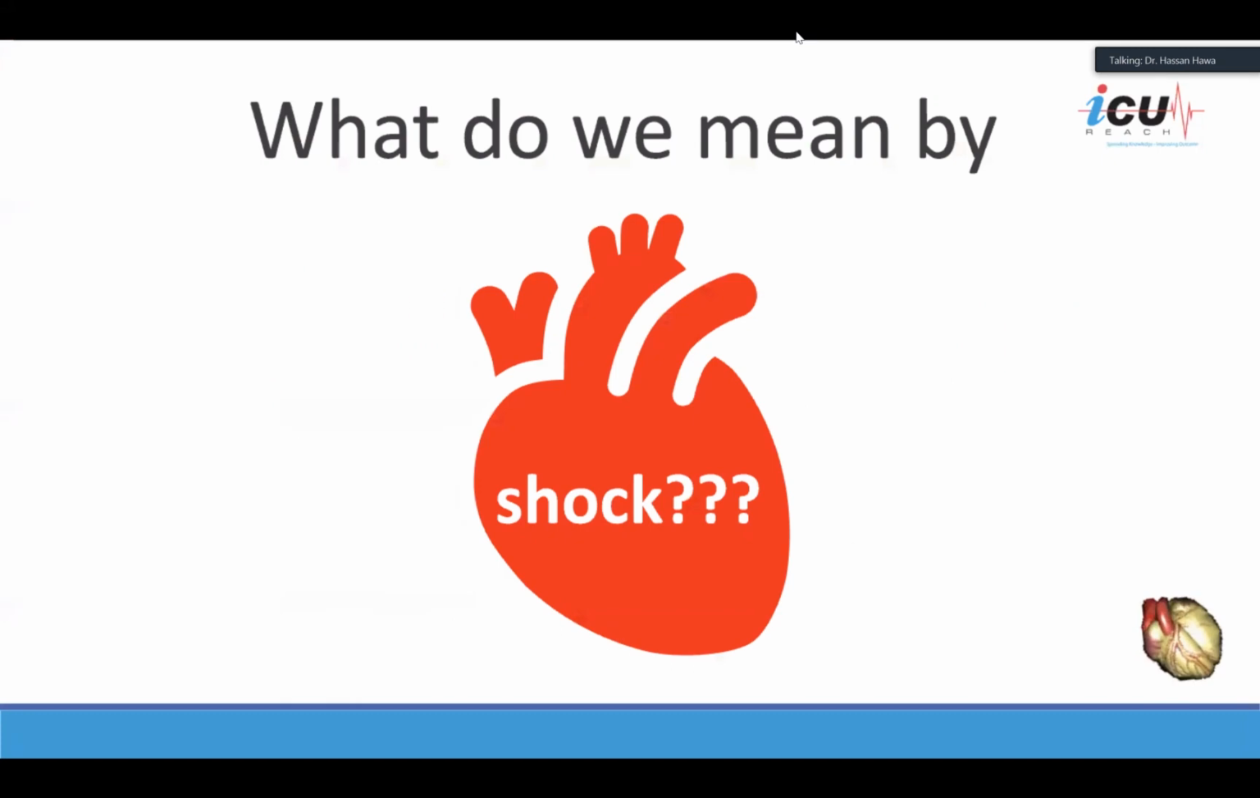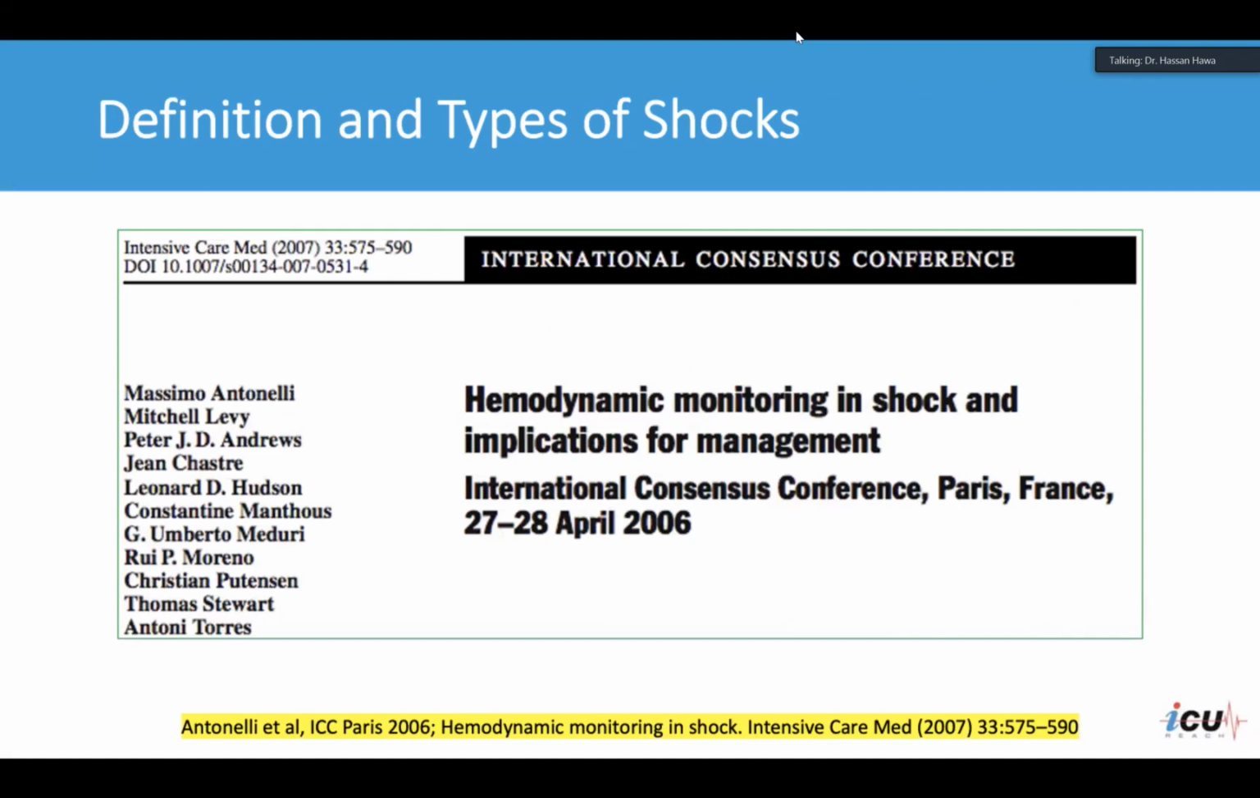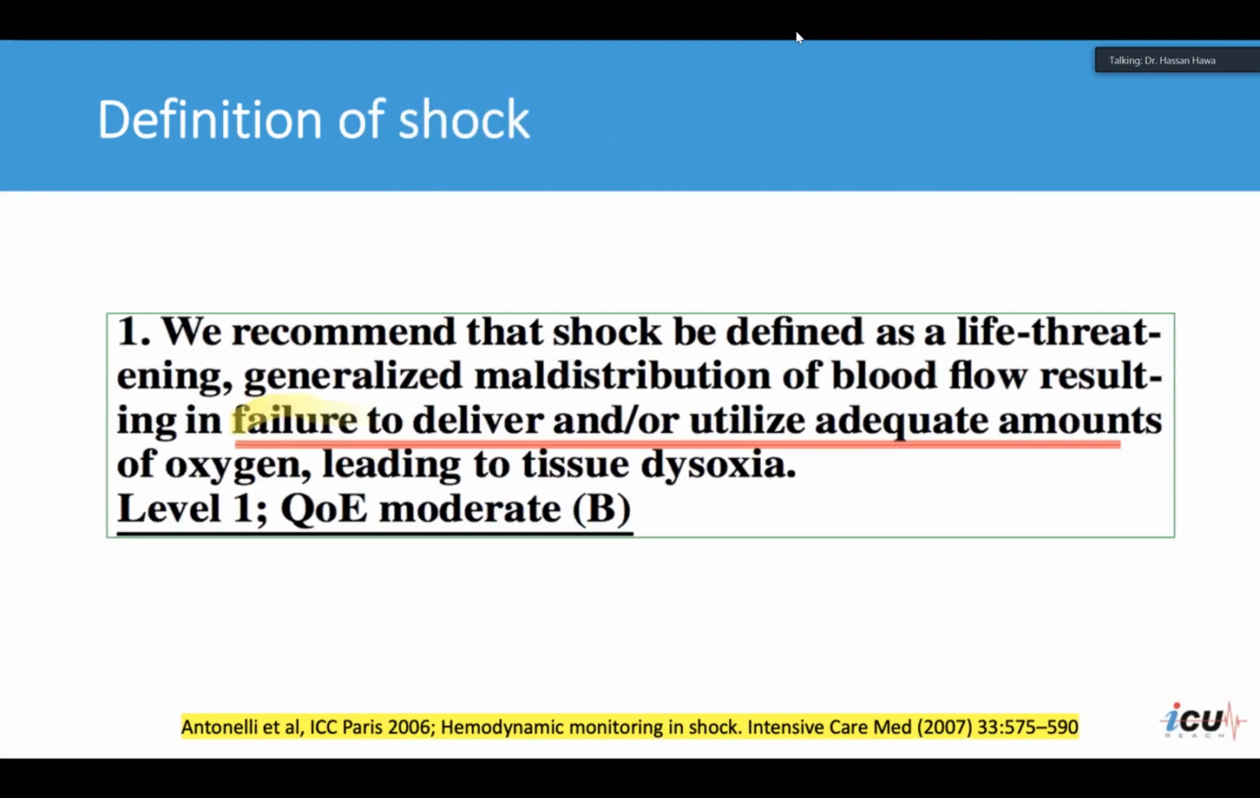Right, so what do we mean by shock? It was such a difficult question that it needed an international consensus conference to answer, which was held many years ago. The main aim was to really unify the definition of shock, not only to use it for clinical purposes, but also to be used during research related to shock. And here they recommended that shock is defined as life-threatening generalized maldistribution of blood flow resulting in failure to deliver and/or utilize adequate amounts of oxygen, leading to tissue hypoxia or dysoxia.